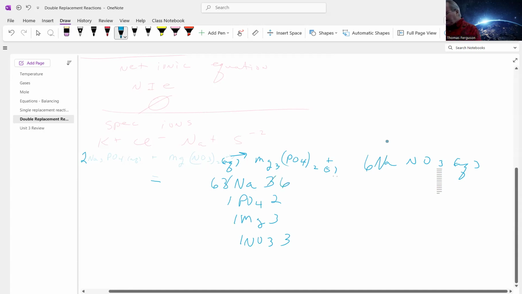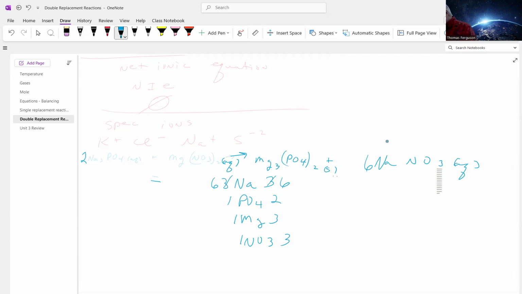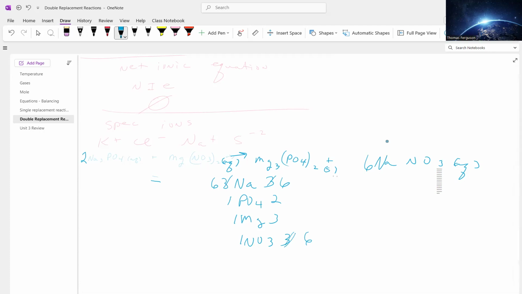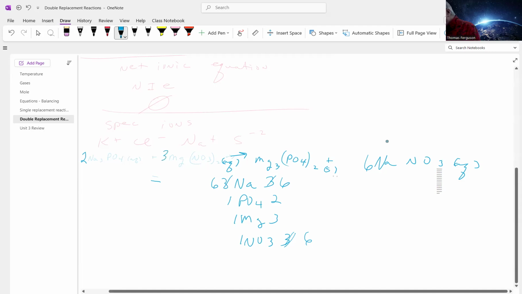How many nitrates do we have? Well, we have 6 on the right now. How many nitrates on the left? We have 2. So we need, let's put a 3 here. Now we have 6. Magnesiums, we have 3 and 3. So it's now balanced.